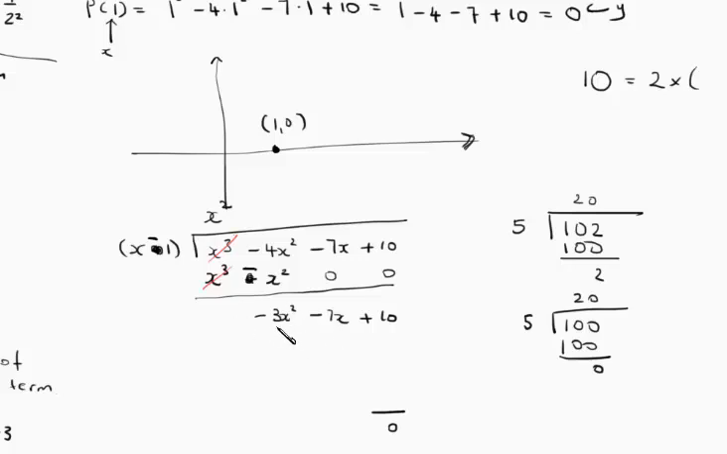And then you have to also think about how many of this can fit into this one. The answer is negative 3x. So that this times by this is negative 3x squared. And this by this is a positive 3x. And you subtract again. This and this is gone. This and this is a minus 10x. This minus this plus 10.